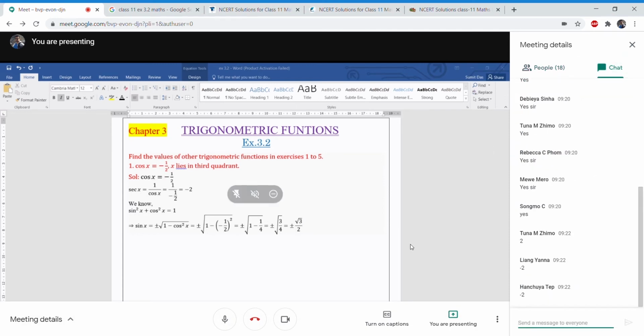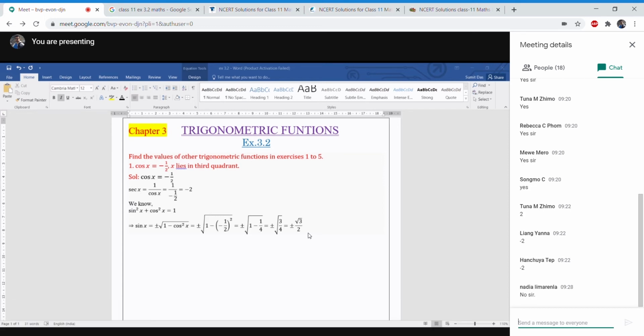Can you hear my voice clearly? I'm asking that we got sin x value plus minus root 3 by 2. Anyone have doubt regarding this, up to from where we got sin x? Okay.